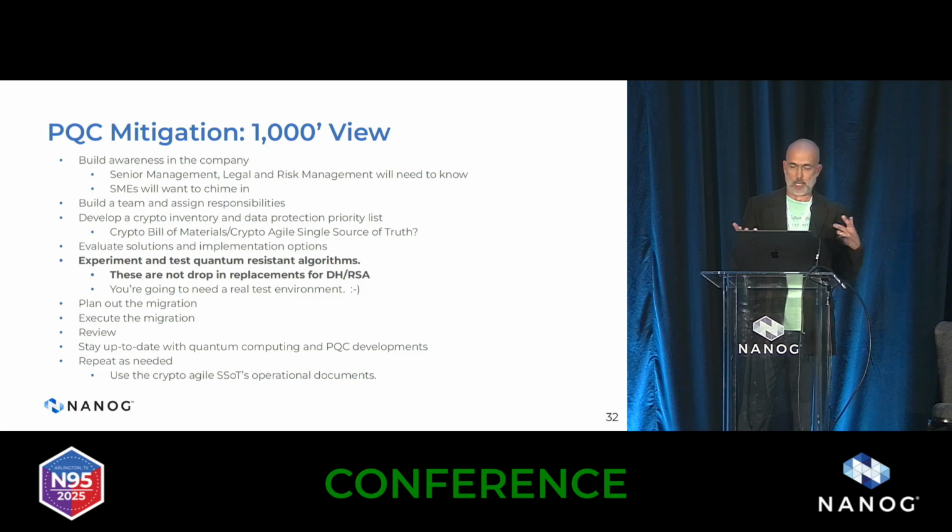This is just a high-level project plan. The most important part is bolded. These are not drop-in replacements for Diffie-Hellman and RSA. They require different compute, they're different key sizes and signature sizes. So the good news is you're going to need a lab, and you could probably justify one for this because you need to stress test this to make sure that your services and applications can stay up using the new algorithms.